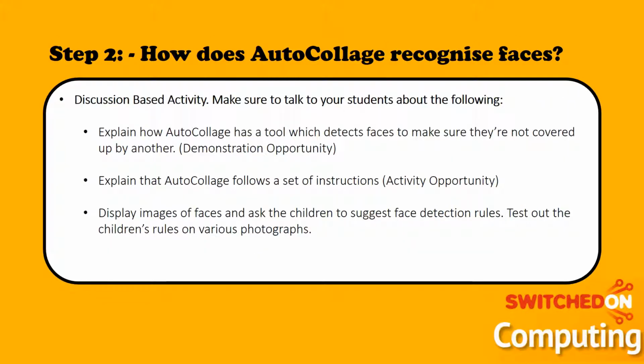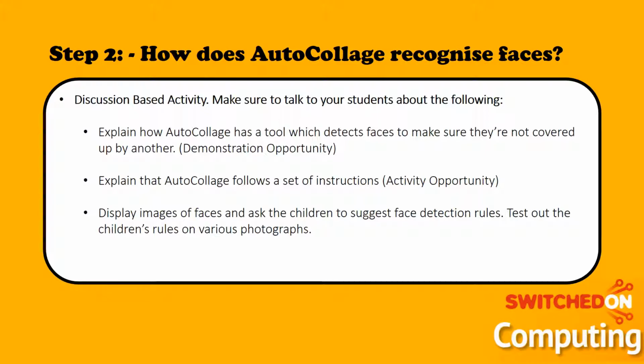Now in part 2 of this activity, you might want to talk to your students about what an algorithm is and explain how Auto Collage is a tool that kind of detects the faces, and when it combines them together, you'll notice that the faces don't overlap each other, and that's because Auto Collage has got a set of instructions, also known as an algorithm, right? And these are like a set of rules to stop it from happening.